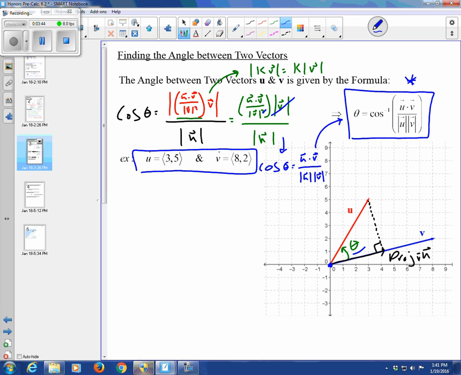We're going to pause the video now and let you guys go ahead and use that formula to evaluate the angle theta between u and v.